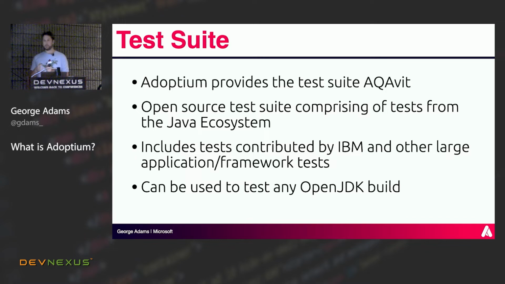A lot of it comes from IBM when they donated AdoptOpenJDK, but it also includes a vast number of application and framework tests. And I think this is where it gets really interesting. I'm going to show you in a minute how that works. But as I mentioned, this can be used to test the compliance of any OpenJDK build. So any vendor can, in principle, use this.